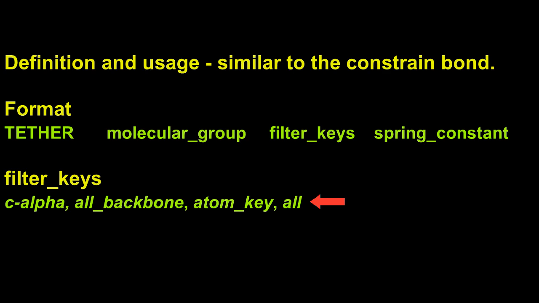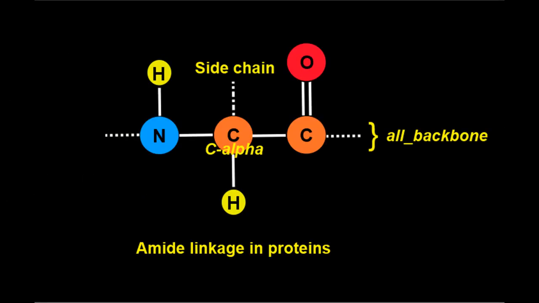The filter keys C-alpha and/or backbone are only applicable to protein systems. As the name implies, the C-alpha refers to the alpha carbon to which the amino acid side chain is connected. The backbone filter key refers to the protein backbone that holds a protein together: the alpha carbon, the amide carbon, and the nitrogen atom.